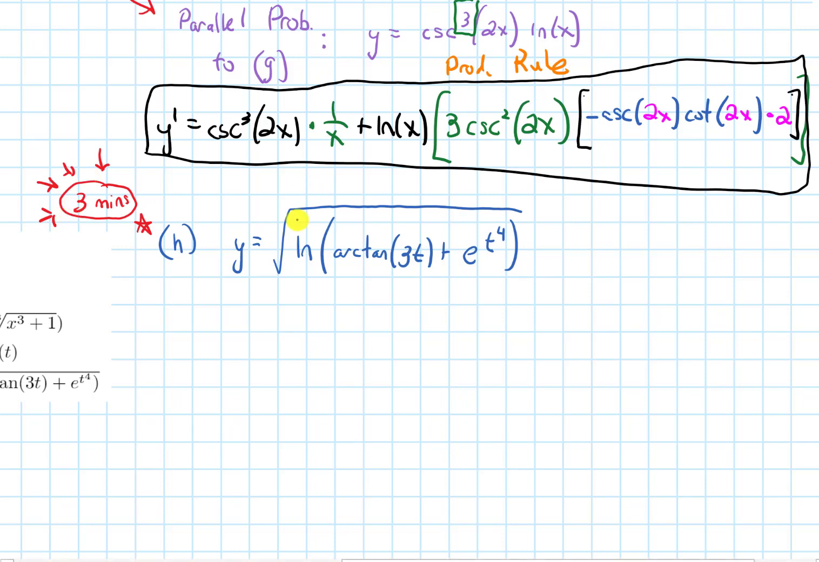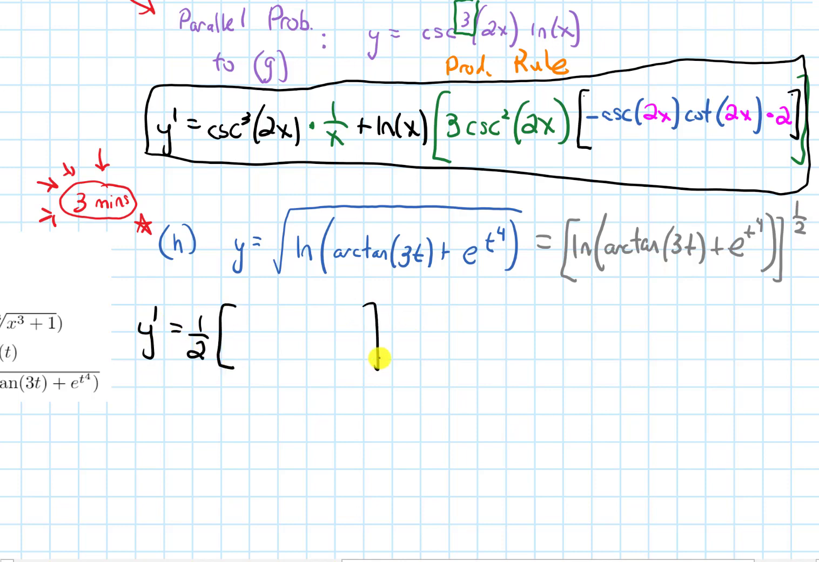All right, let's talk about it. So big old square root, we can write that as a big old 1/2 power. And inside we have the ln of arctan of 3t plus e to the t to the 4th. All of that is inside the ln. So this is definitely going to be chain rule. Chain rule will say, deal with the outside thing, the 1/2, first. So the 1/2 comes down, and then I'm going to subtract 1 from the power. So the power is going to be negative 1/2.